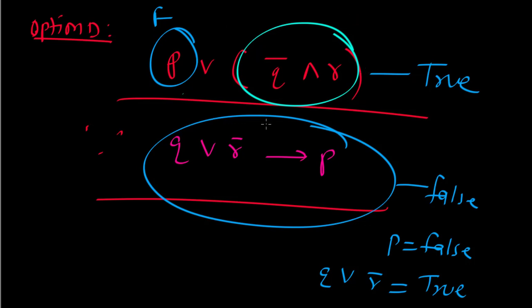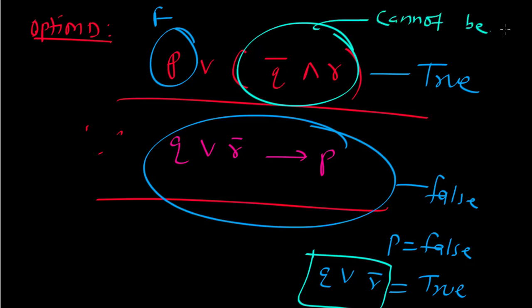To make this true, R must be true and Q must be false. But there is a contradiction, because remember, Q or R bar must be true. Then I can never make it true. Whatever you do, this cannot be true.